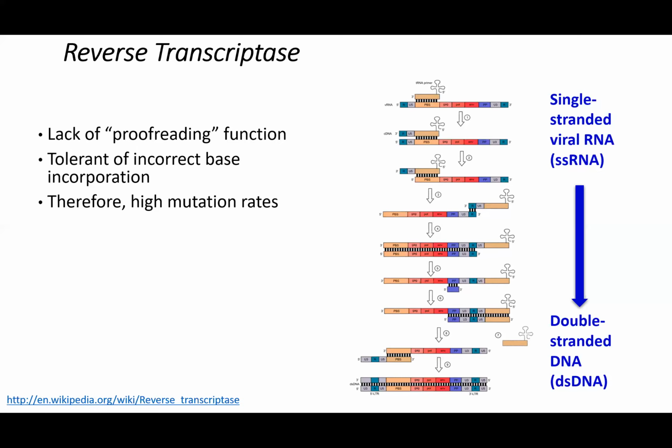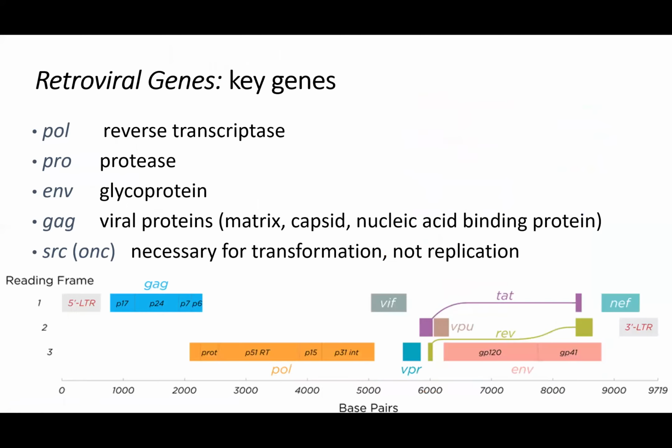And it does this simply because it doesn't proofread. It's very tolerant of incorrect base incorporation. Therefore, HIV, as with all retroviruses, because of this reverse transcriptase, have a very high mutation rate. And this is why HIV is particularly problematic to deal with.